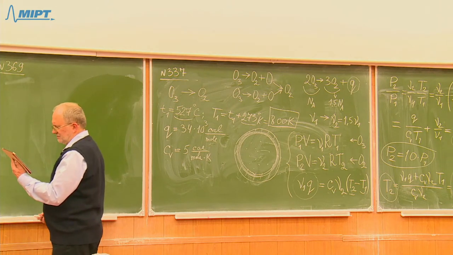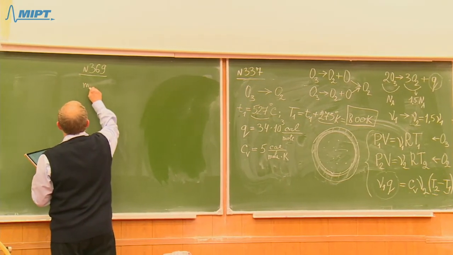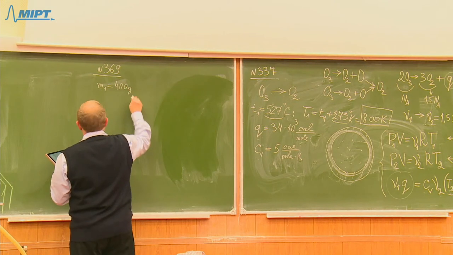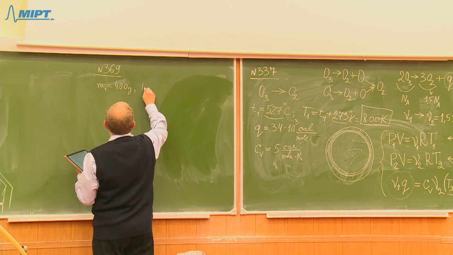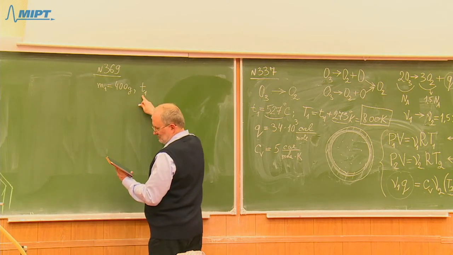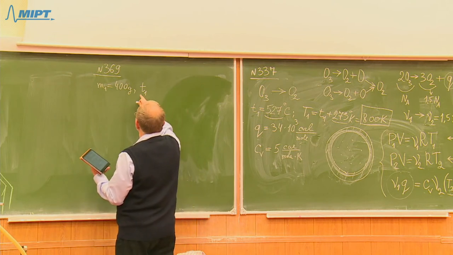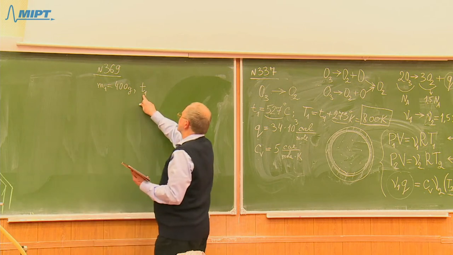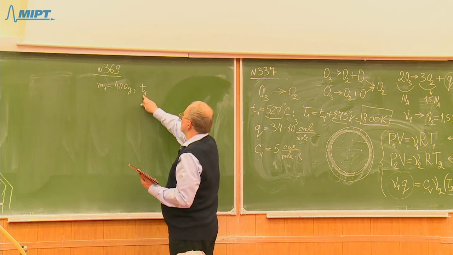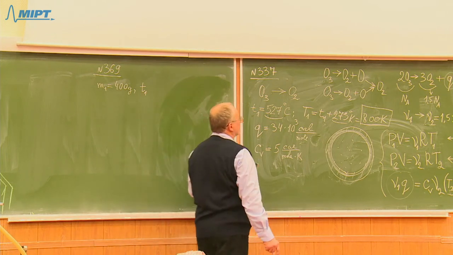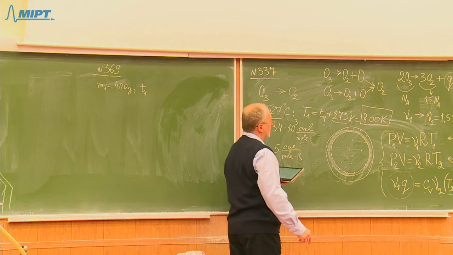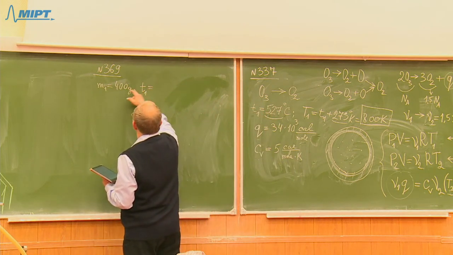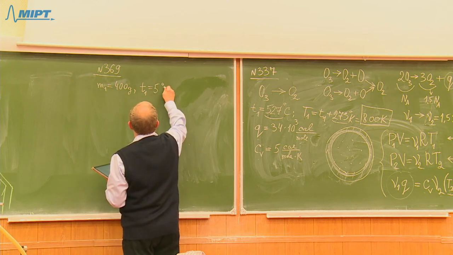A calorimeter contains 400 grams of water. So we know the mass, 400 grams of water at a temperature of 5 degrees Celsius. Celsius temperature may be denoted by small t. Sometimes in literature the temperature in Celsius degrees is denoted by small t, while the absolute temperature in kelvins is denoted by capital T. So the initial temperature of this water is 5 degrees Celsius.